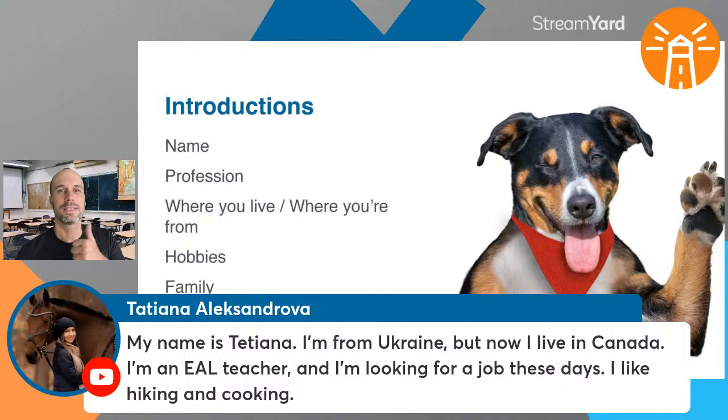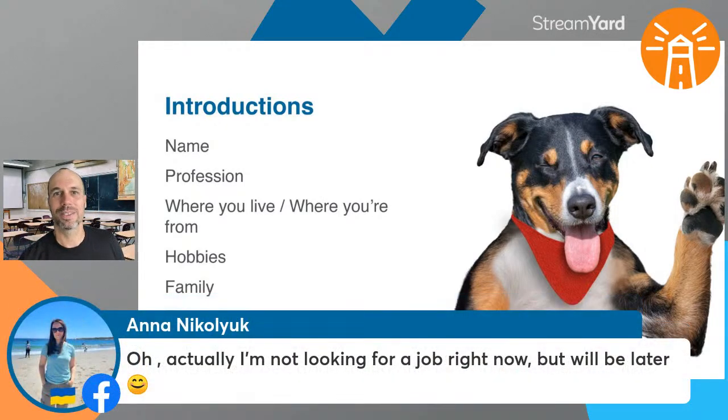So great. If anybody knows of someone who's looking for an English teacher, call Tatiana. She's a very nice person and her English is excellent. You could not find a better English teacher. Okay, actually, I'm not looking for a job right now, but will be later. All right, let us know, Anna. Send me a message or let us know in the group. And once you're ready, we will do our best to help you find a job.